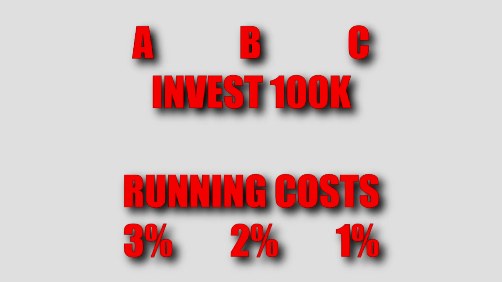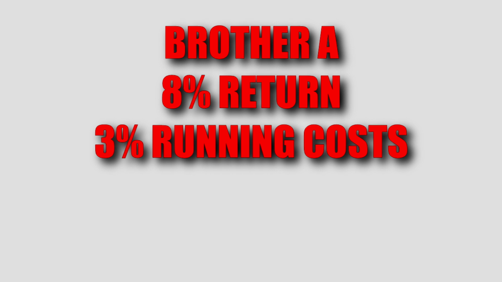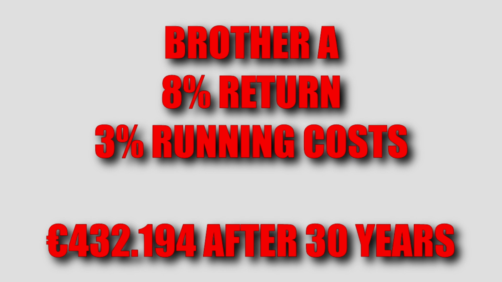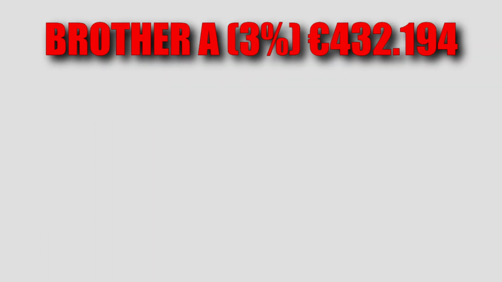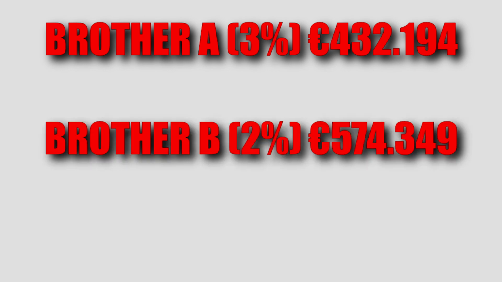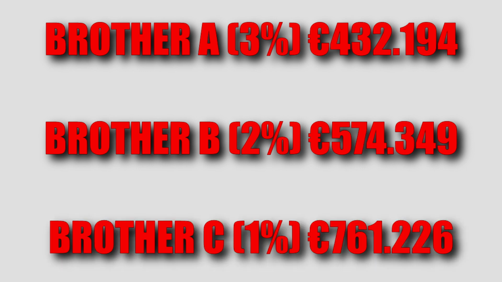Well, it's not much difference if you look at 1 year's worth of investing. But what if we look on the long term? So let's look at their returns when the 3 brothers compare them after 30 years. Brother number 1 has had an average return of 8%, and the running fees of 3%, resulting in 432,194 euros. Brother 2 has had an average return of 8% as well, and running fees of 2%, ending result of 574,349 euros. The last brother has had a return of 8%, but his running fees were only 1%, end result 761,226 euros. A difference of just 1% in running costs results in a major difference over the years.